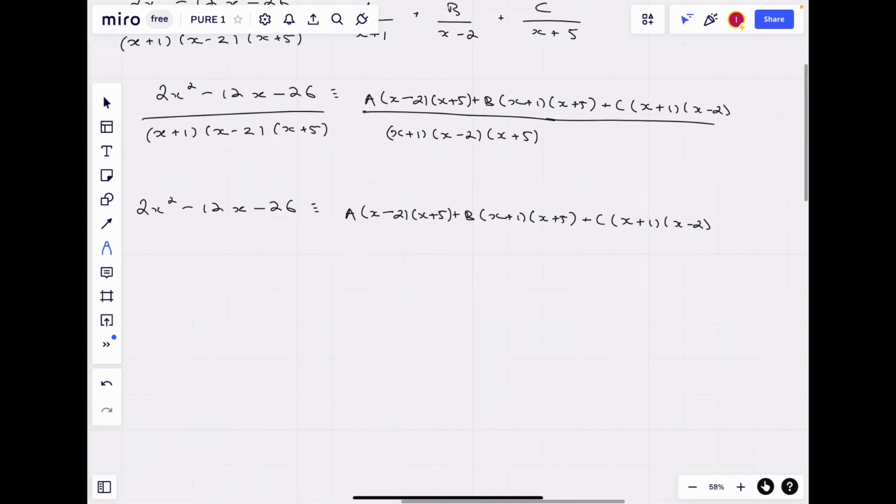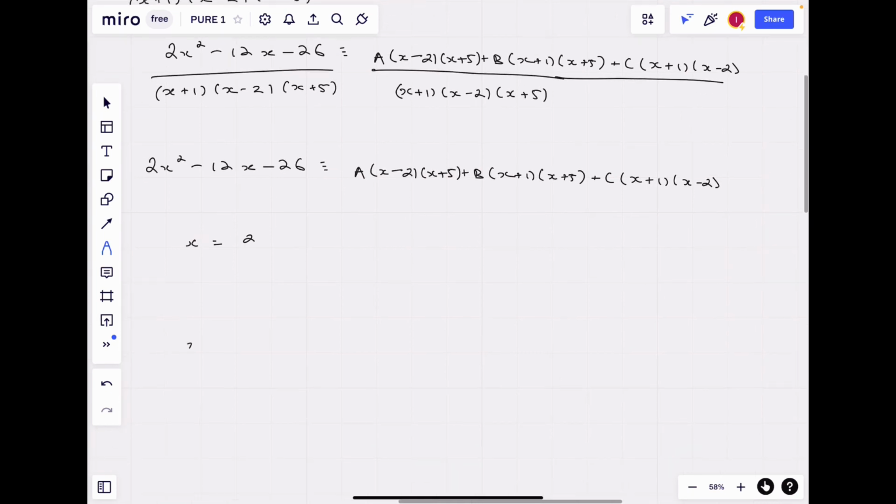From this point, I personally would go with the substitution method because it's going to be the easiest one to do. You're going to have 3 substitutions. The first substitution is x equals 2. The next one is x equals minus 5. The last one is x equals minus 1. In any order, doesn't really matter. Let's go with x equals 2.